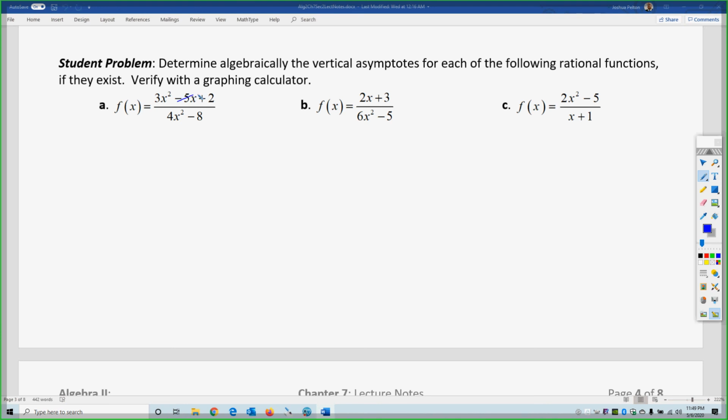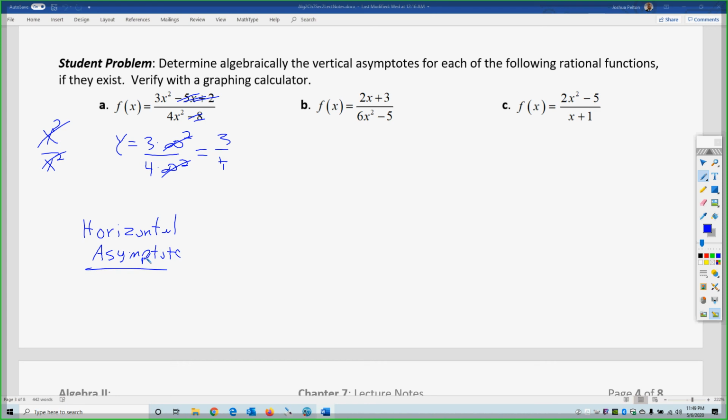Next problem, the non-leading terms don't matter because they grow slower than the leading term. So I have y equals 3 times infinity squared over 4 times infinity squared, which they cancel, just like x squared over x squared would cancel, or any other variable rather. It's just infinity is specific. So that's 3/4. So we have a horizontal asymptote of y equals 3/4.